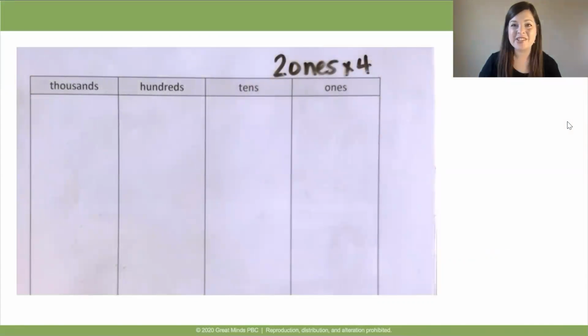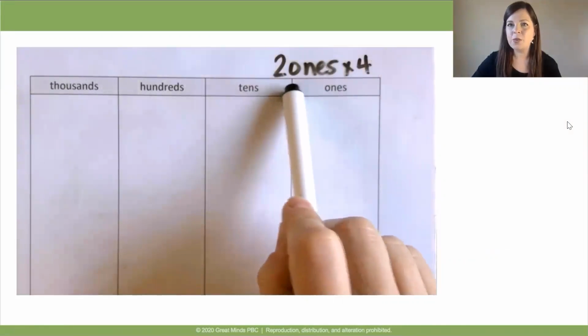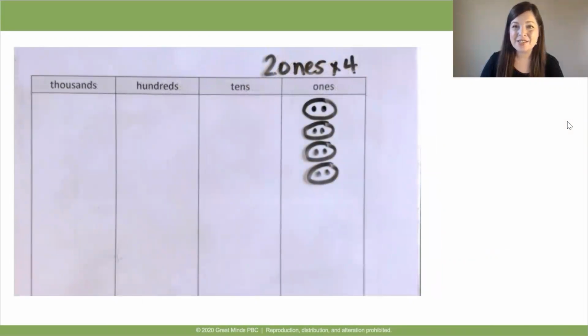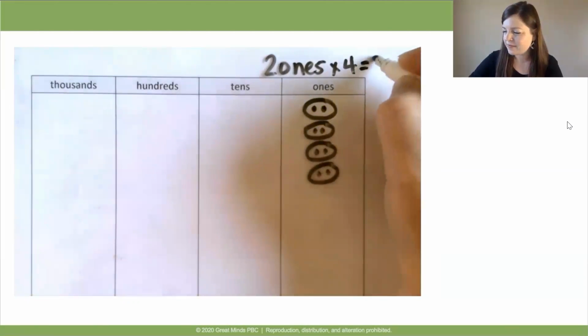Let's read this expression together. 2 ones times 4. Now pause the video, and on your place value chart, draw discs to show 2 ones times 4, or 4 groups of 2 ones, and circle each group of 2 ones. So 2 ones times 4 is what? It's 8 ones.